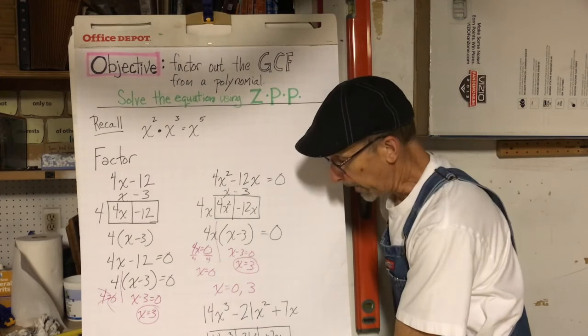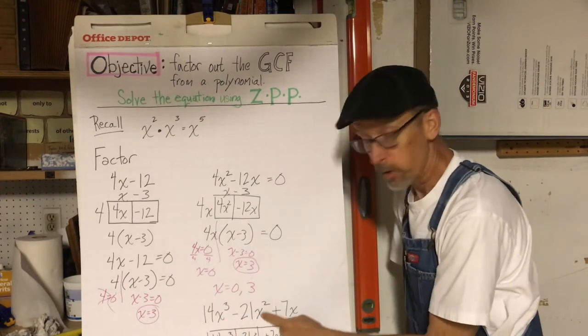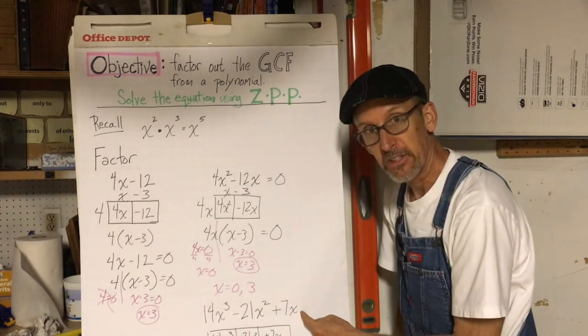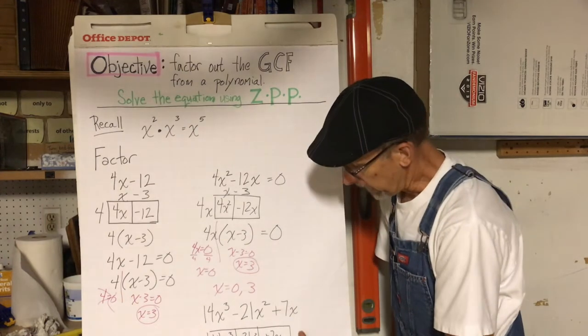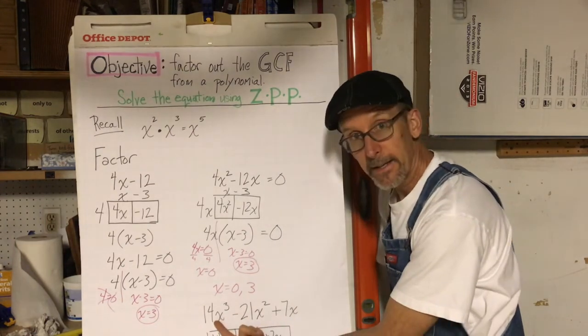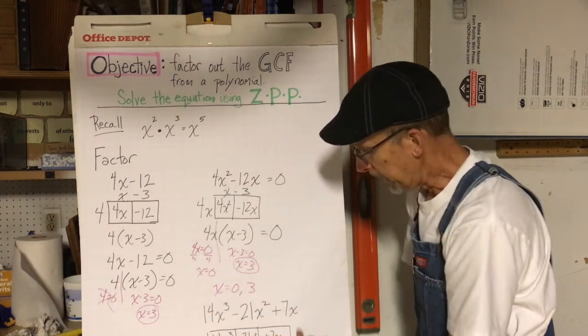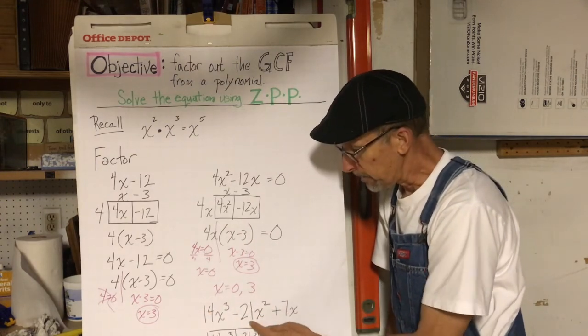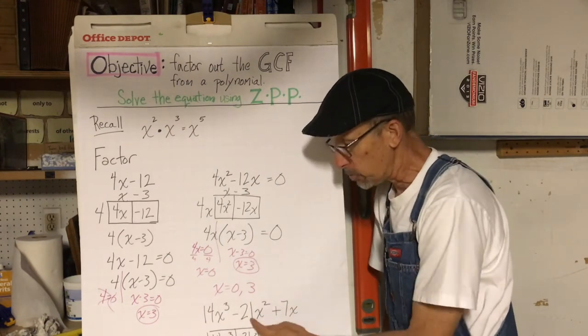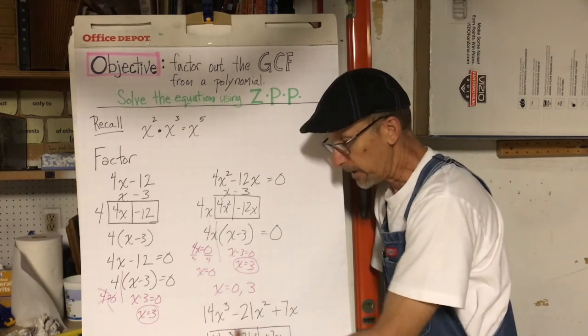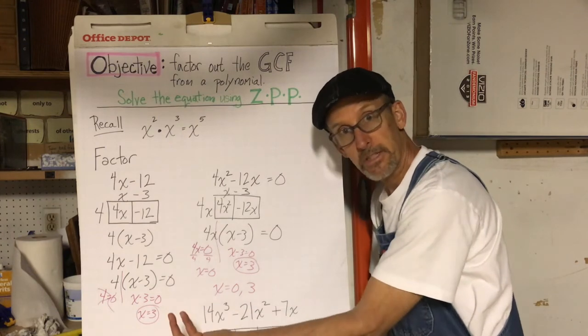Okay, so 14x cubed minus 21x squared plus 7x. Let's factor that. Okay, I could see there's at least one x in each term, so I can pull out an x. And I can also see that 7 is the largest number I can divide into each one of these coefficients. So my greatest common factor is 7x.